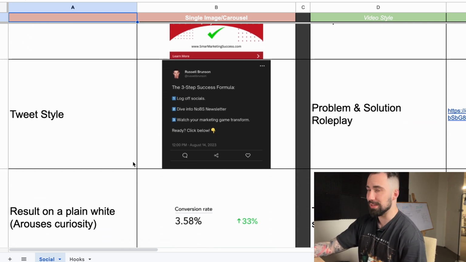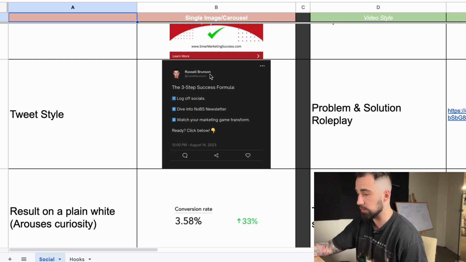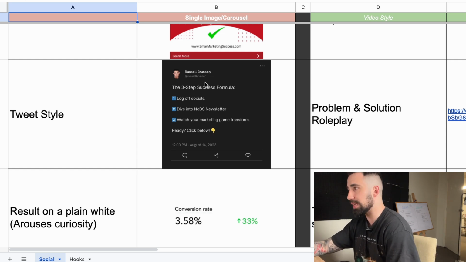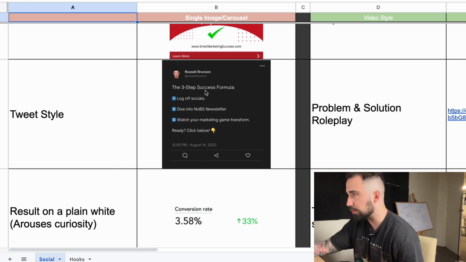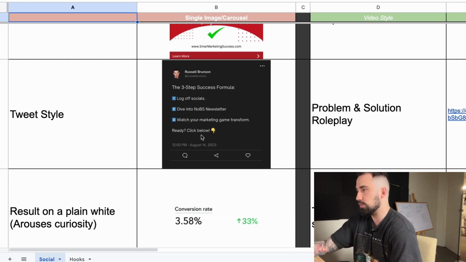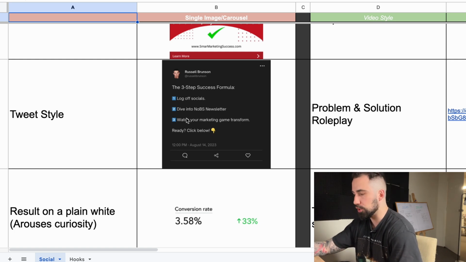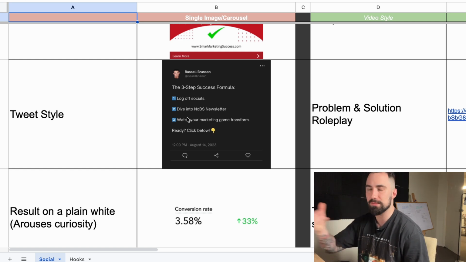Tweet style creative, this works really, really well. I've tested this with marketing agencies. I tested with the normal products, e-commerce products. That works really, really well, and I suggest you do that as well. This is from Russell Brunson, a great marketer, owner of ClickFunnels. And let's see, the 3 steps formula: log off socials, dive into no BS newsletter, watch your marketing game transfer, ready, click below. So the first thing, this is really organic. The first thing that people don't realize is it looks like an organic post. That's why they don't realize it's an ad. So they don't skip it, and the reading thing gets you hooked to that ad right away.